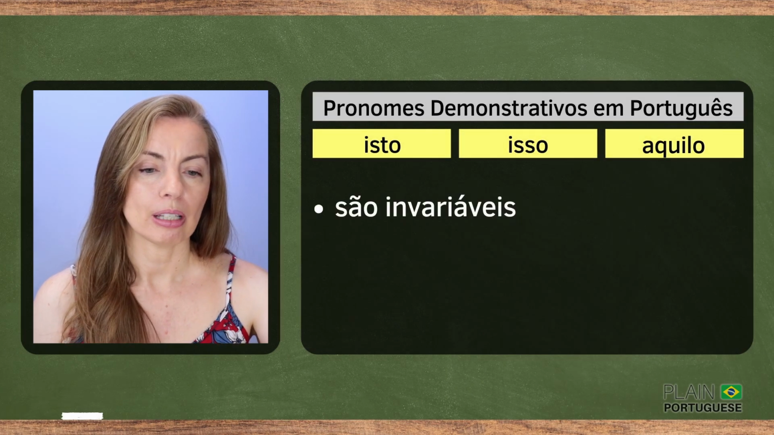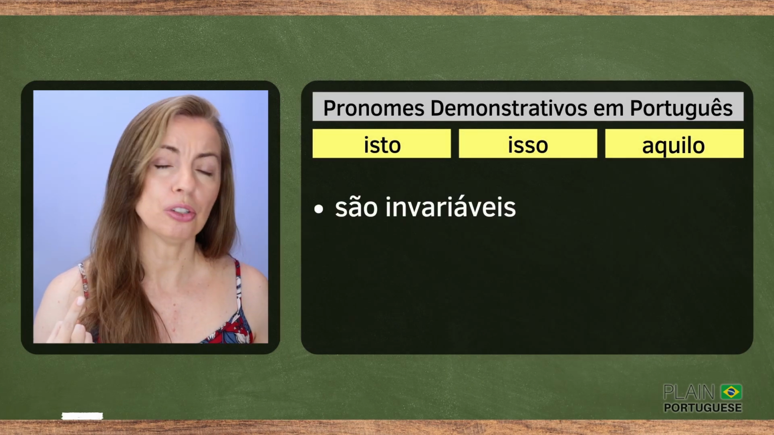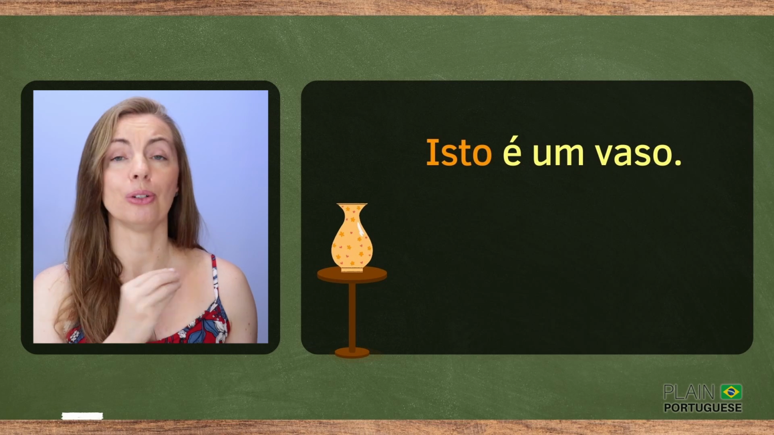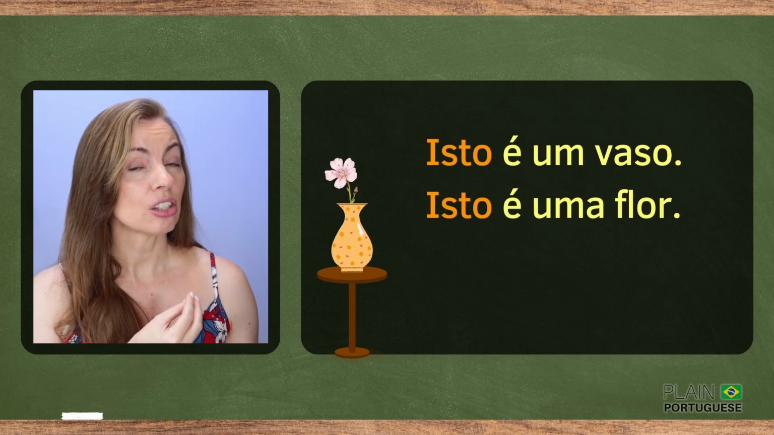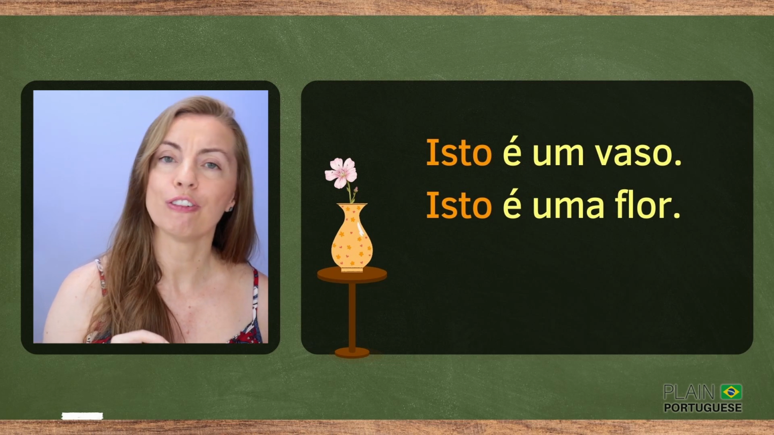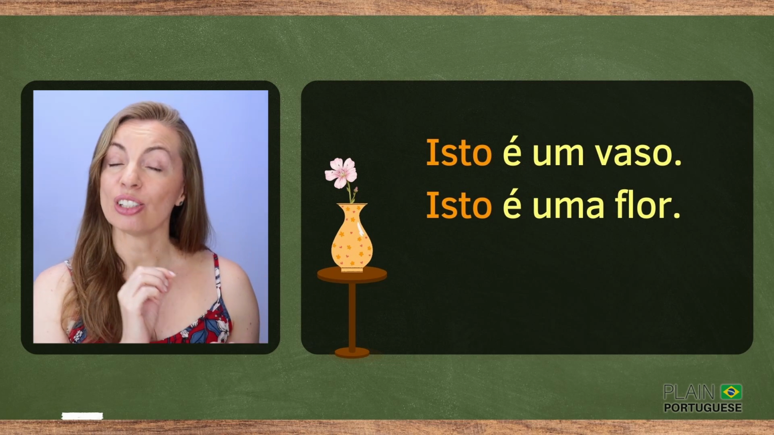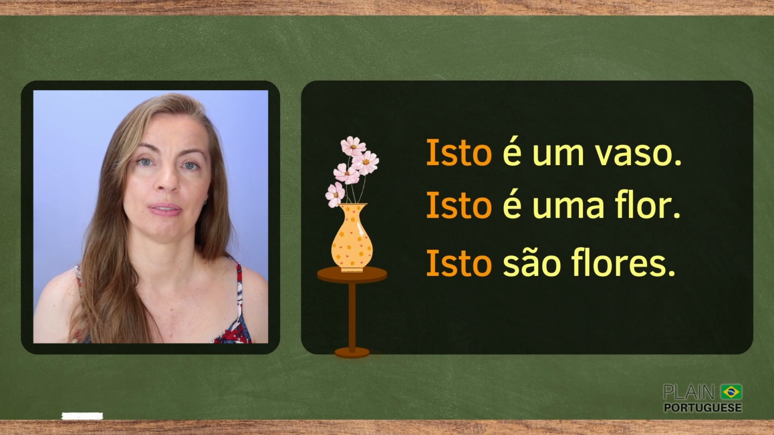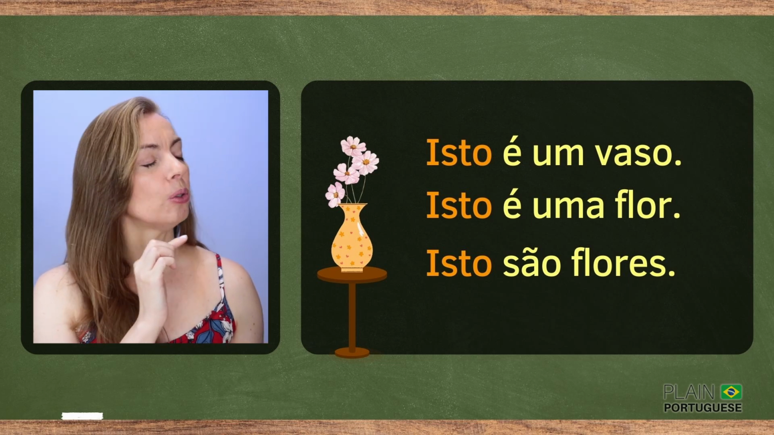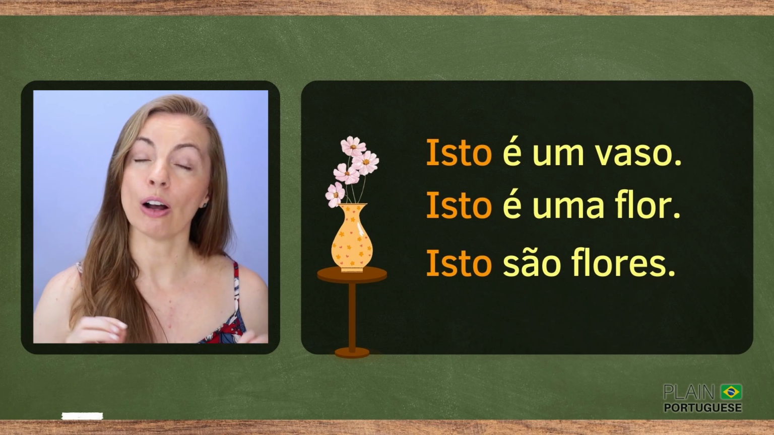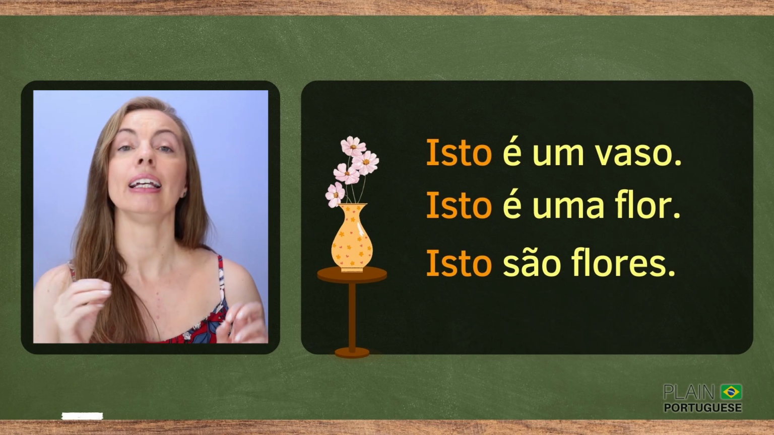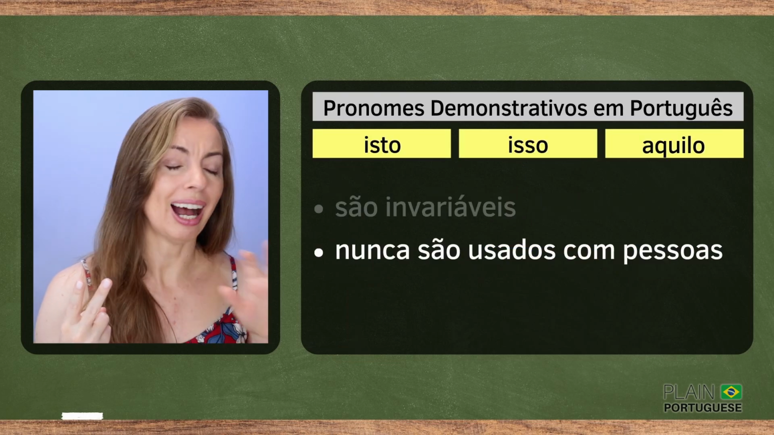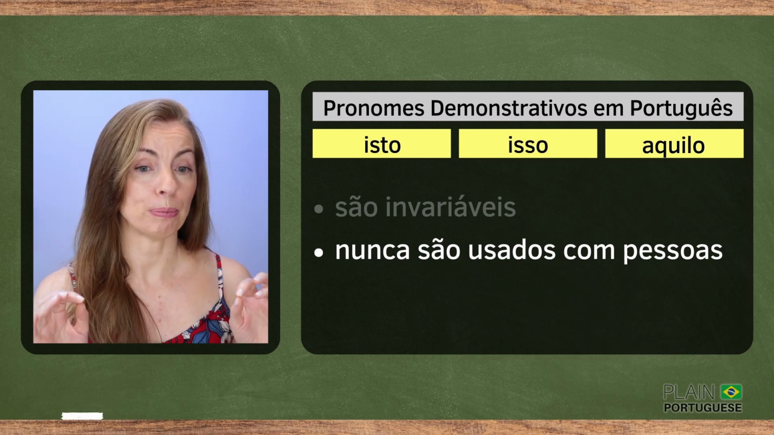Some peculiarities about these pronouns. First, I told you these pronouns are neutral. They are invariable. Isto é vaso. Isto é uma flor. Not esta, no. Isto são flores. Yeah? So, isto é vaso, isto é uma flor, isto são flores. Isto remained invariable.